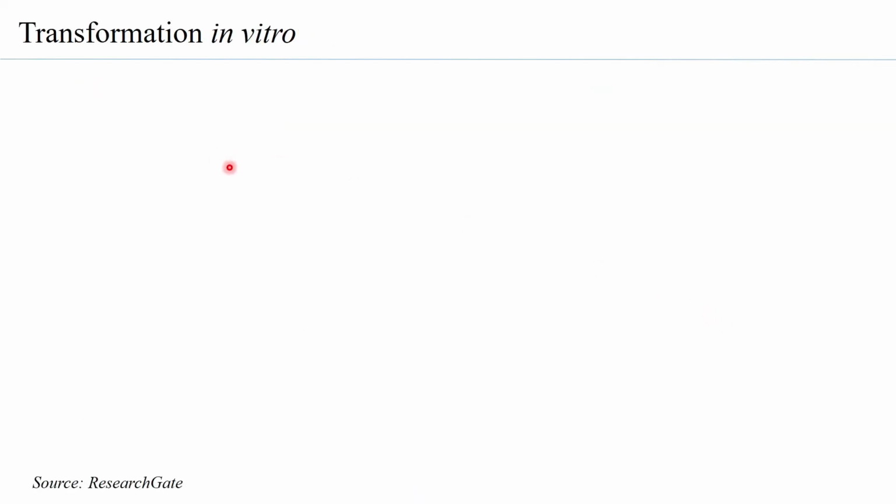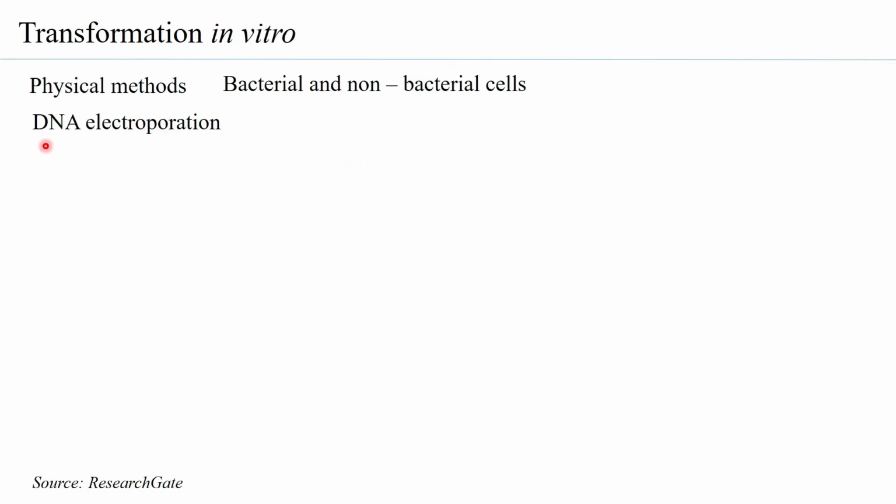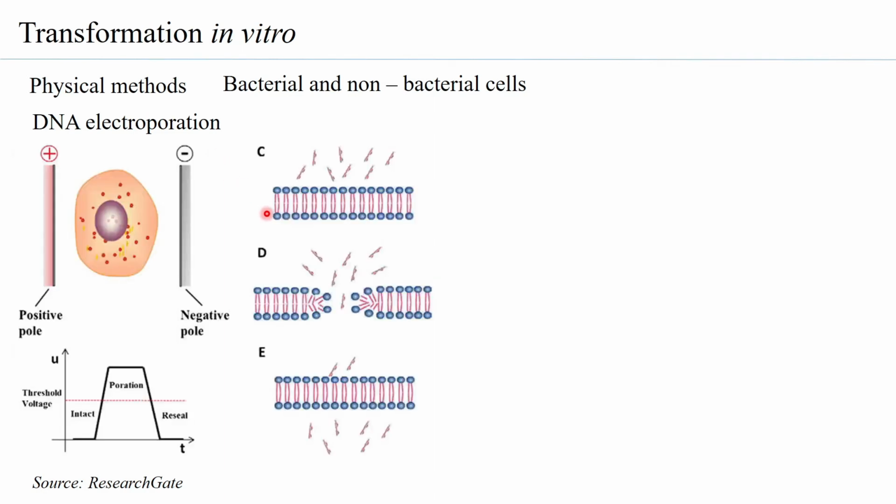Now we go to physical methods that are used to transform bacterial cells. But here you must understand that it is not just bacterial cells that can be transformed through physical methods, but also non-bacterial cells like plant cells, animal cells, fungi, insect cells, etc. All of these can be transformed by the physical methods. The most common physical method that is used is DNA electroporation, and the concept is very simple.